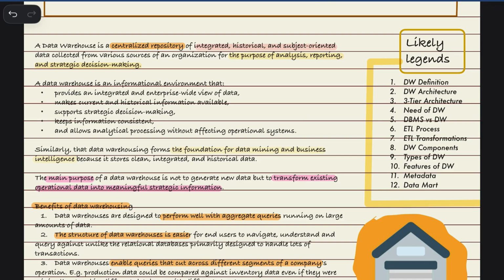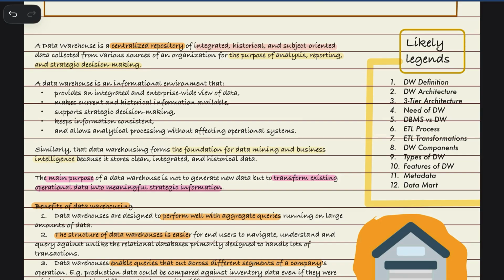That is what a data warehouse does. So it is a centralized repository. Okay, of what? A centralized repository of integrated, historical and subject-oriented data collected from various sources, like I explained to you, and it is used for the purpose of analysis, reporting, and strategic decision making.